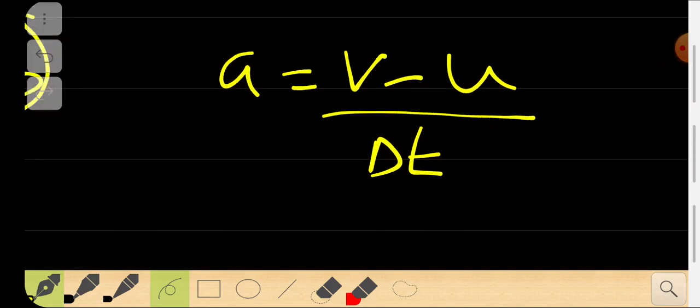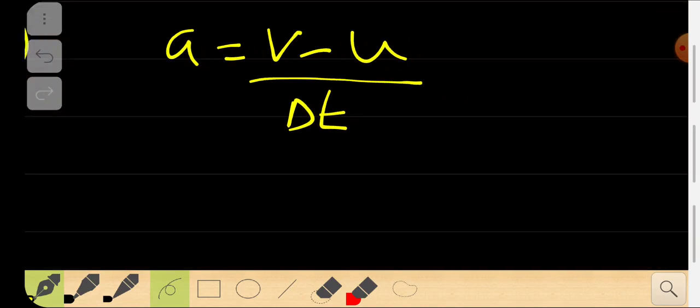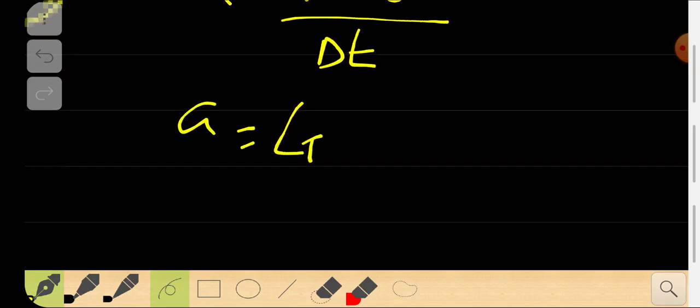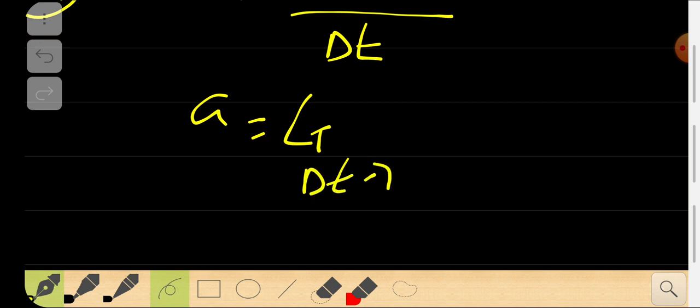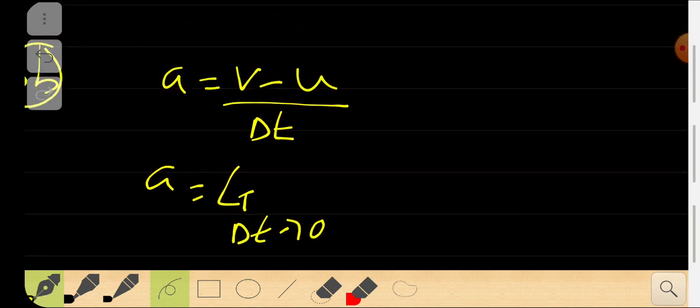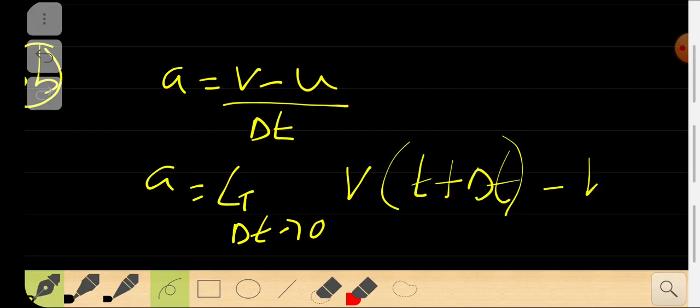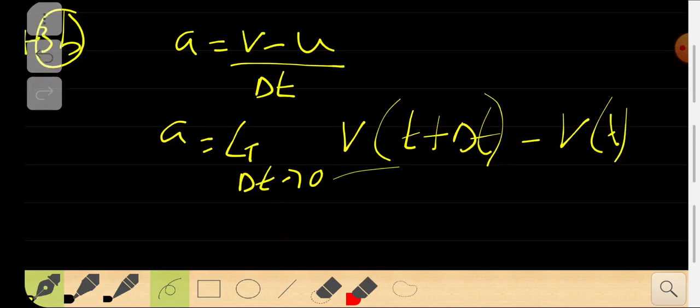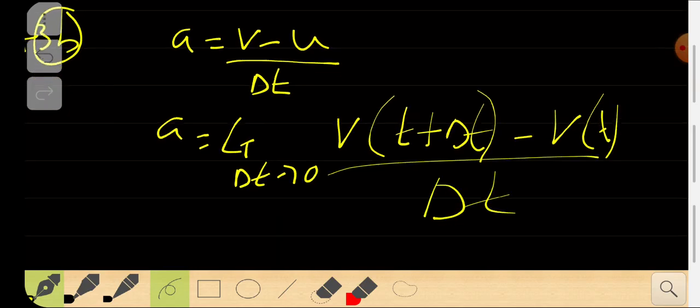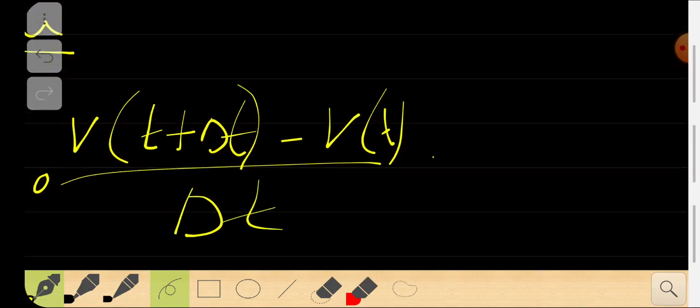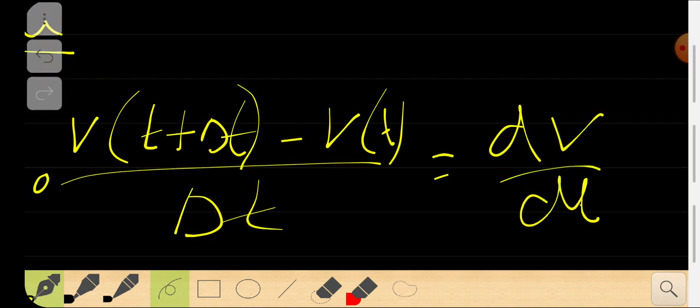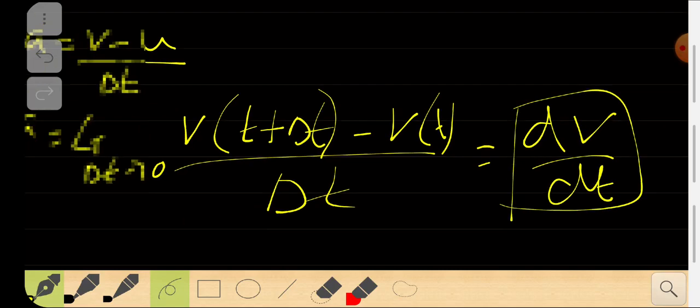Now instantaneous acceleration, you can do the same thing. You can take the limit as delta t tends to 0 of velocity of t plus delta t minus velocity of t, by delta t, which will be the instantaneous acceleration. So that will be defined as dv by dt. So dv by dt can give you the acceleration of the particle.